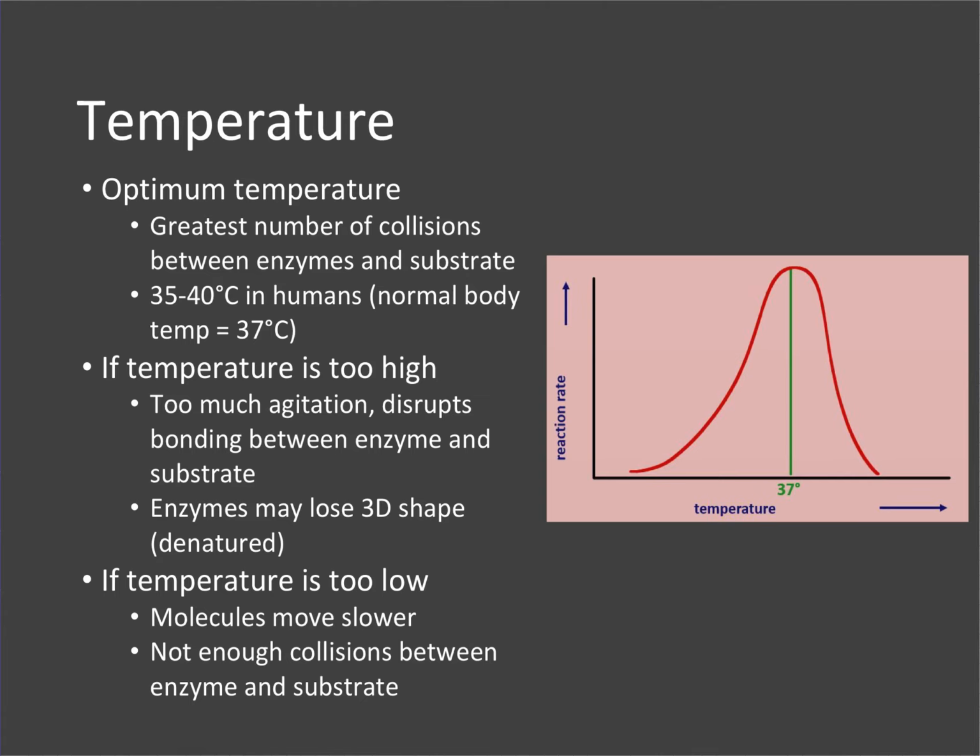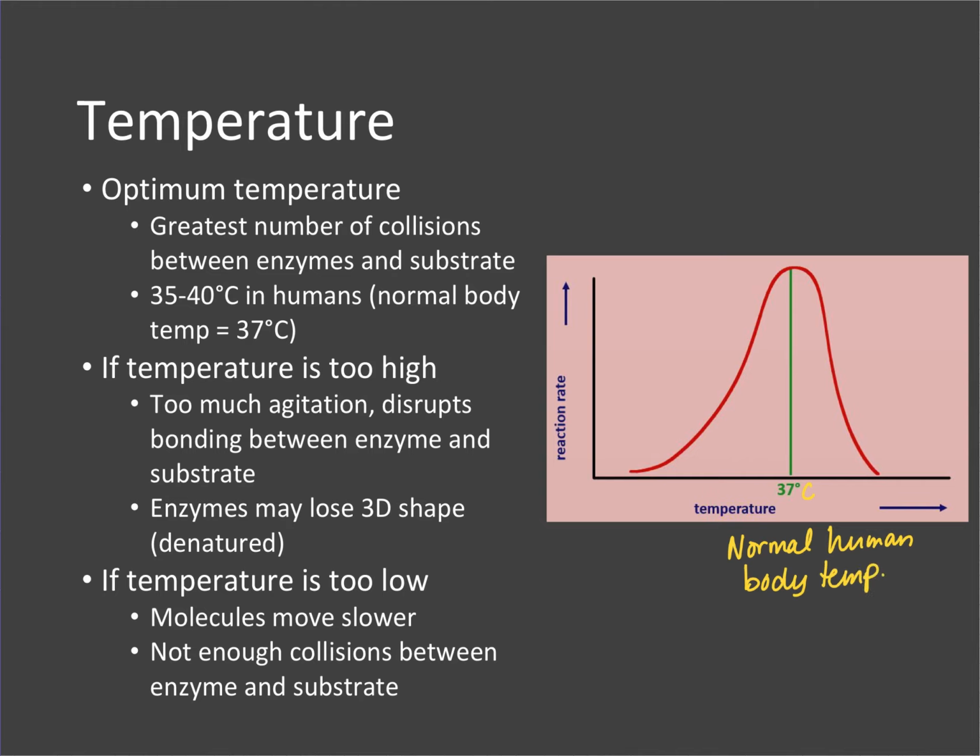Enzyme activity is also affected by temperature. And most enzymes have an optimum temperature at which they work the best. And so you can see in this graph that this is showing a temperature of 37 degrees, and this would be 37 degrees Celsius. And 37 degrees Celsius is normal body temperature. Or I should say normal human body temperature.